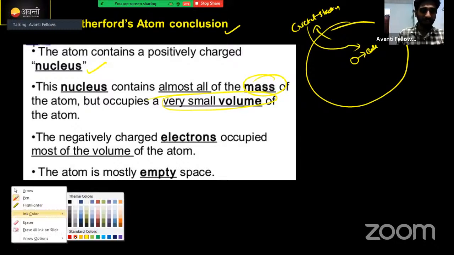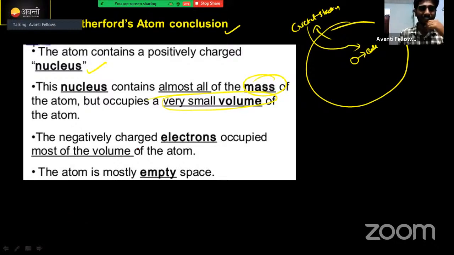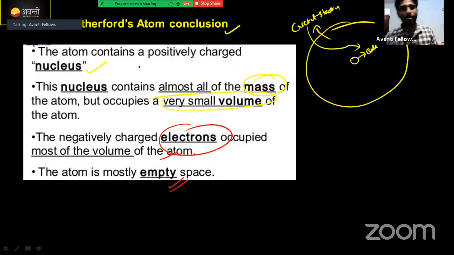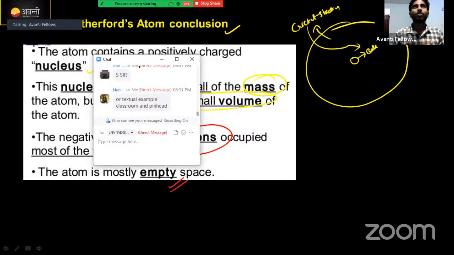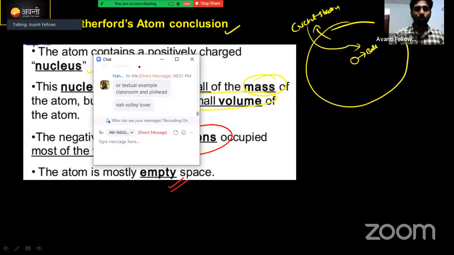And the negatively charged electrons occupy most of the volume of the atom, in the remaining space the negatively charged electrons are there, it says, and the atom is mostly empty space only. Okay, these are all the conclusions given by Rutherford. Tomorrow onwards we are going to continue the same thing: why the Rutherford theory fails, and what the new evolution of the atom model will be, and a few assumptions also we are going to take there.